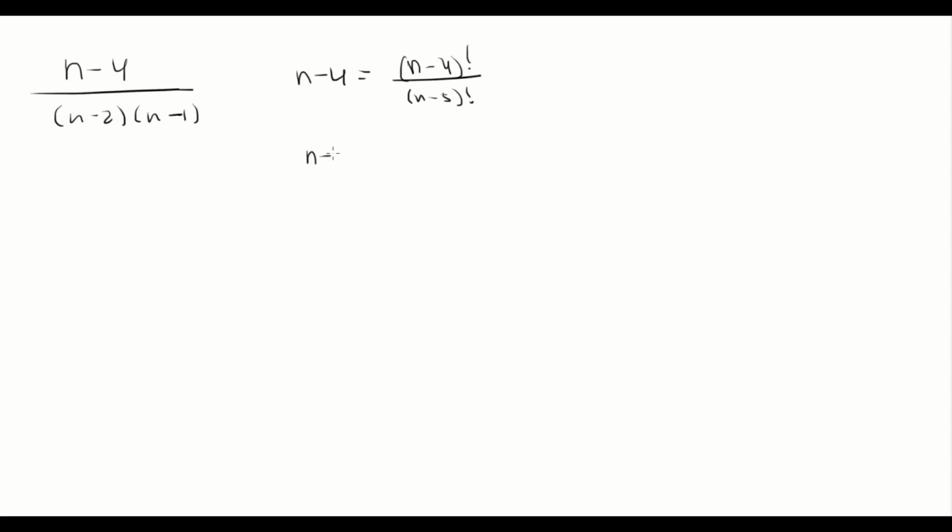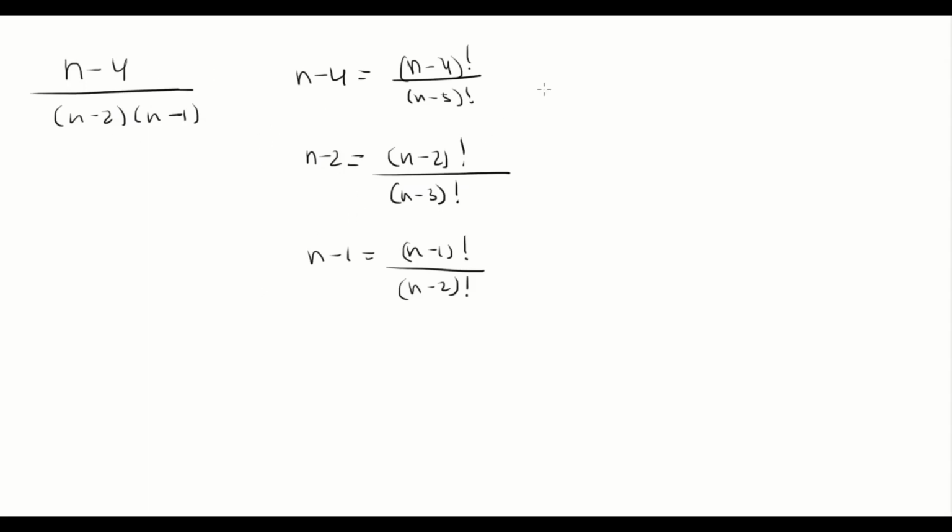So if we go to n minus 2, you leave it as n minus 2 factorial, and then you do one less than n minus 2, which is n minus 3 factorial. And then for n minus 1, you leave it as n minus 1 factorial. You subtract 1, you get n minus 2 factorial. And so now you want to put it together.